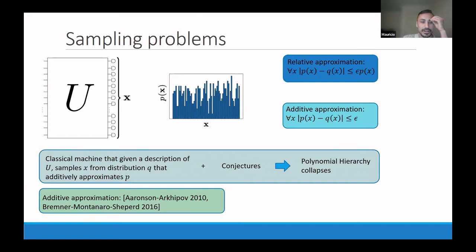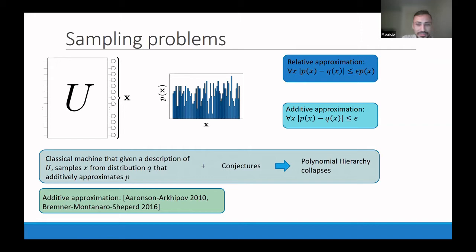So there are some results on additive approximation. Some first results were by Aaronson and Arkhipov with boson sampling, and also Bremner, Montanaro, and Shepherd with IQP circuits. So these were the first sampling problems that appeared in the literature.